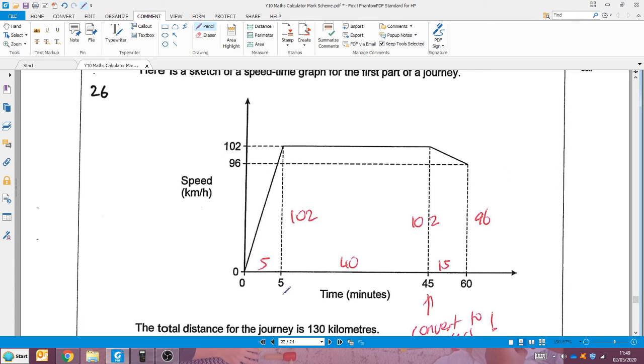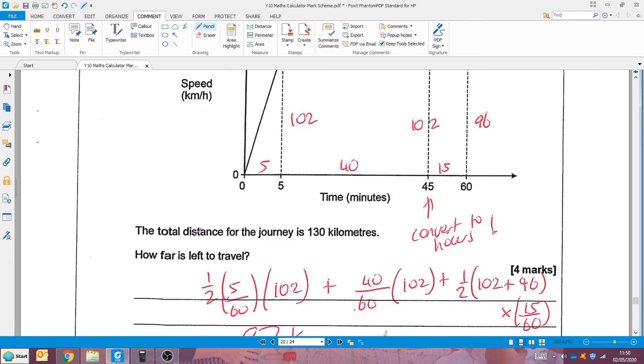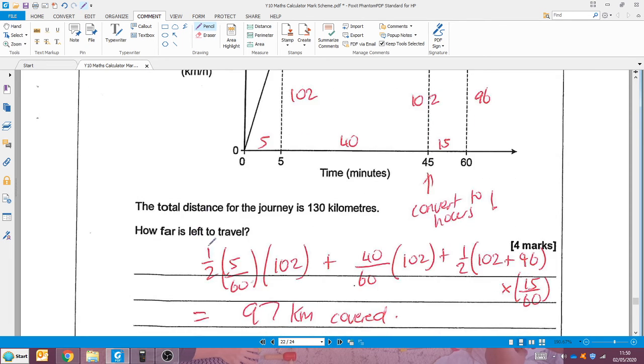And I converted my time in minutes into time in hours. But it is a calculator paper, so I didn't worry too much. Now 5 minutes is going to be 5/60ths of an hour, or a 12th. I don't mind how you do it. So what have I got here?